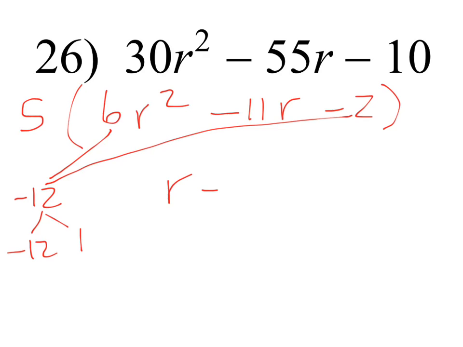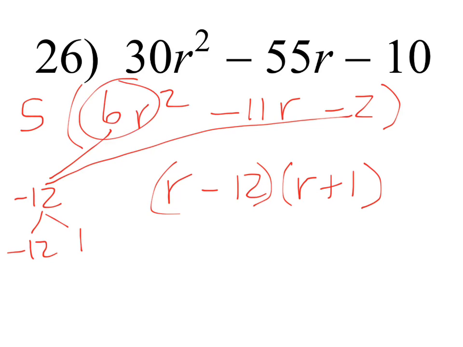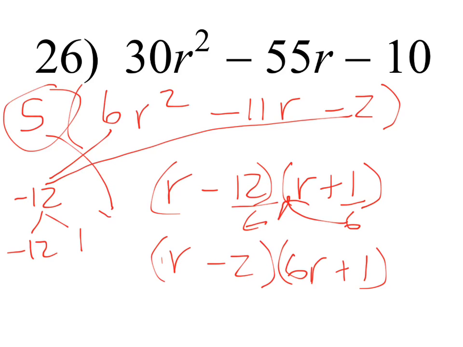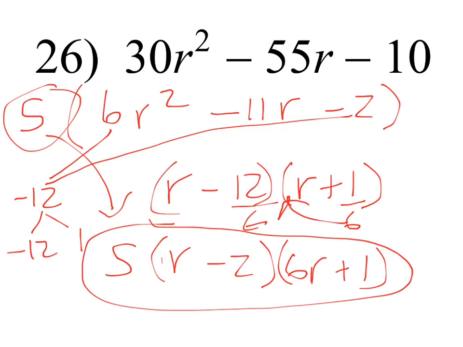And so I'll have r minus 12 for our first binomial, r plus 1 for our second one, and we have to address the 6 issue there, so attempt to divide them both by 6. This one doesn't work, so with the 6 out front you'll get 6r plus 1. And on the other one, it does go evenly, so you get r minus 2. And don't forget about the 5 that we factored out to begin with. 5 comes out up front, and you have this here.